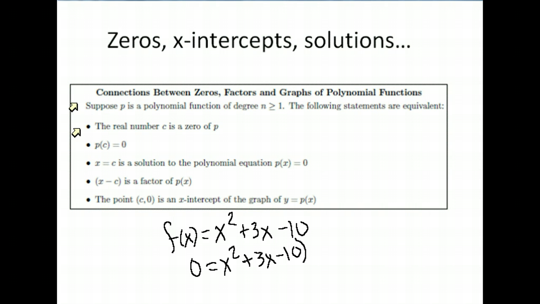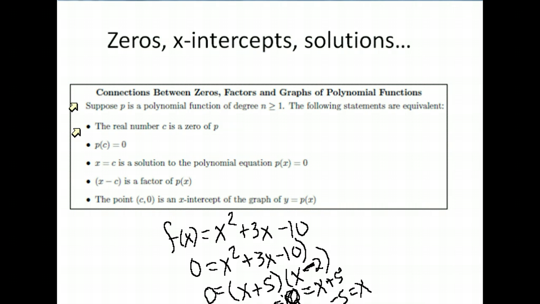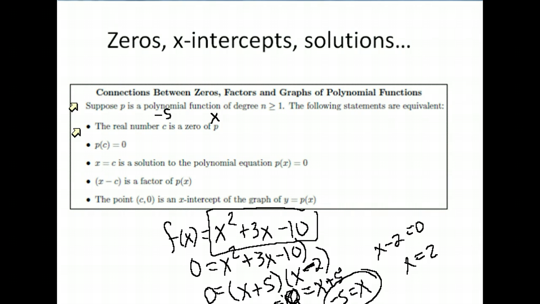Are there factors of negative 10 that add to 3? x plus 5 and x minus 2. We set each of those equal to 0. Okay, so this is the process we normally go through to find zeros of a polynomial. We get x is negative 5 and x is 2. So negative 5 and 2 are zeros of the polynomial x squared plus 3x minus 10. Let's just pick one of them, say negative 5. So negative 5 is a 0 for the polynomial x squared plus 3x minus 10.